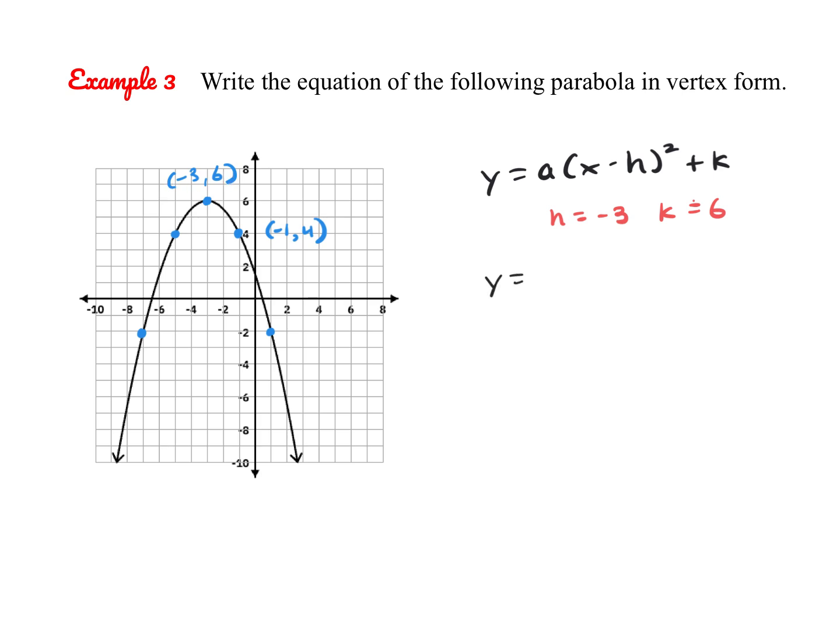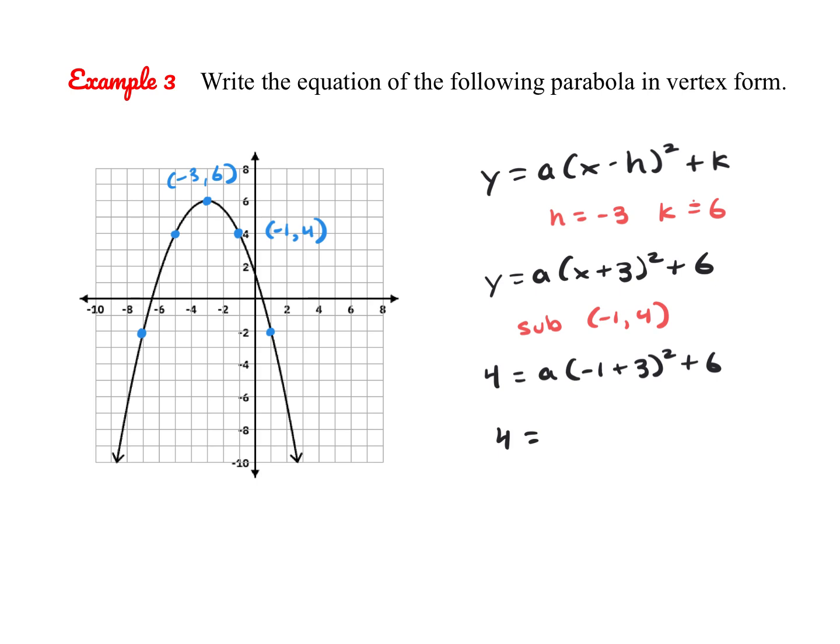So here's what I have so far. So x plus 3 squared plus 6. But now, again, to find a, I need to substitute an additional point. So I'm going to substitute the point -1, 4 temporarily. So I'm going to replace y with 4 and my x value with -1. And then that allows me to solve for a.